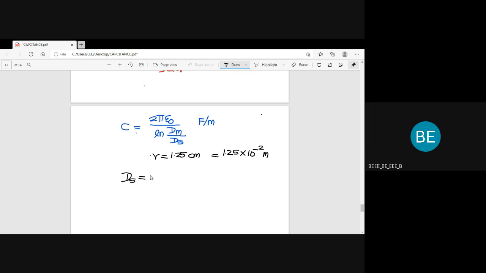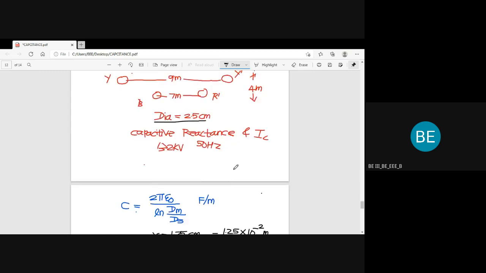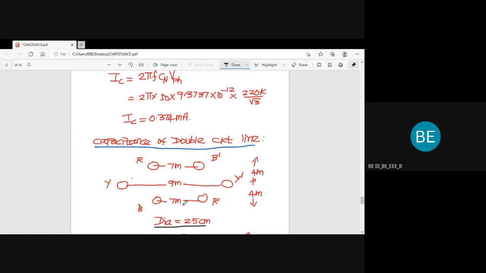It will be the cubic root of DsA, DsB and DsC. Here we have R, Y, B, so I will write it as A, B, C.